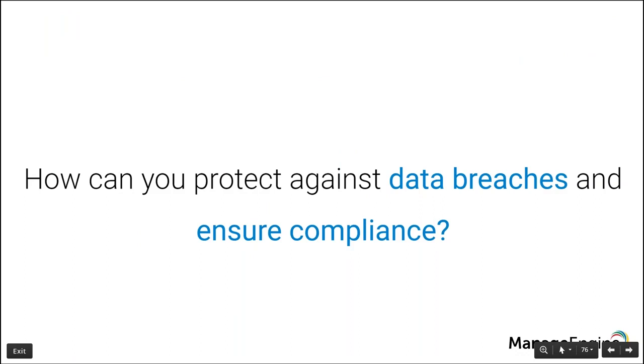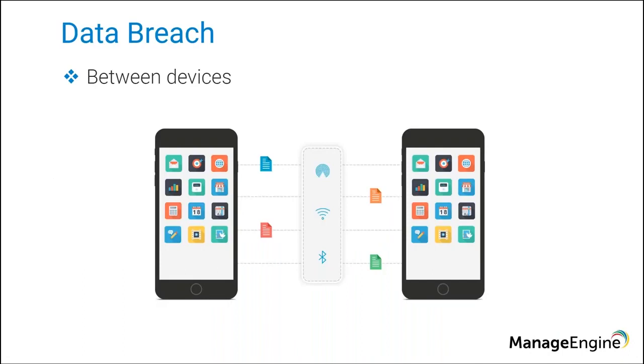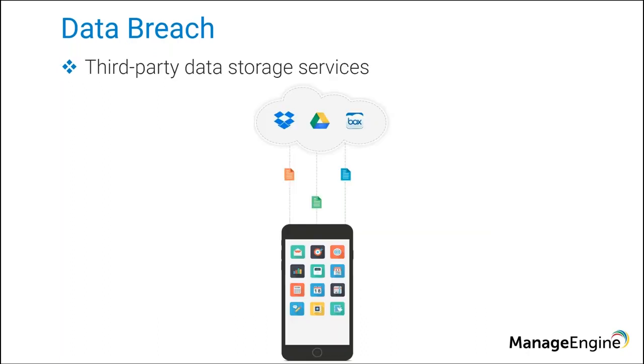Now for the next part, how can you protect against data breaches and also ensure compliance is met within the devices itself? So we will talk about data breaches first. Data breaches can occur in many ways. Between devices, using AirDrop, Wi-Fi, Bluetooth, you can share your documents here and there. You can upload the documents to any third-party solutions that would be installed in the devices.